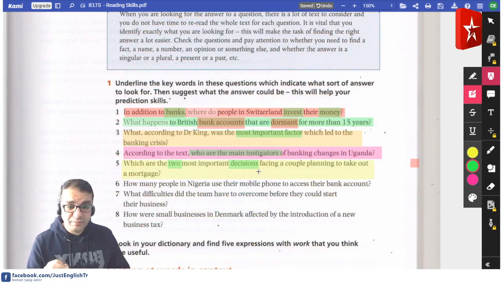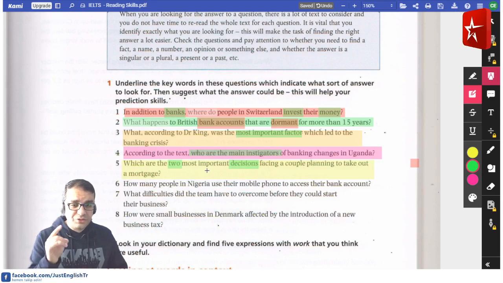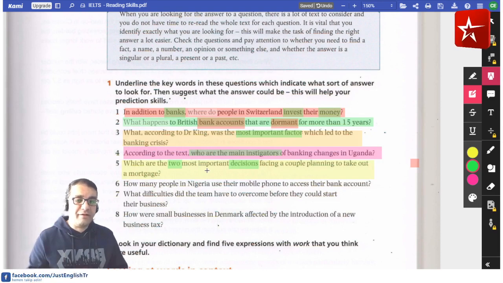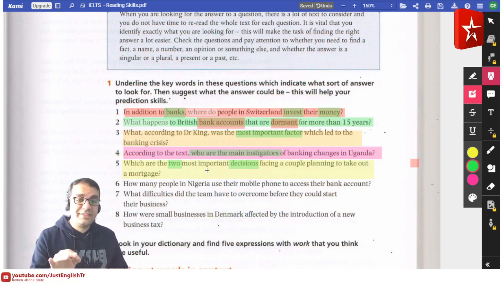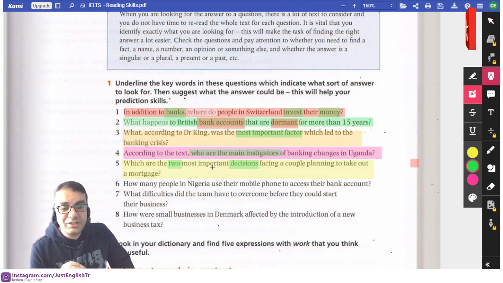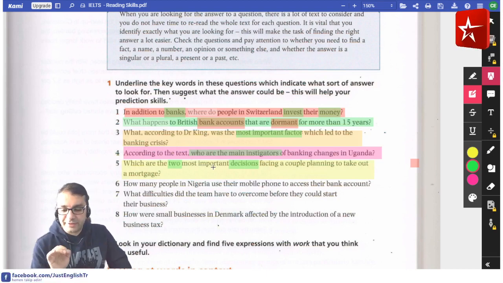The reason why I'm telling you this, because look here, which are the two most important? It means there is only one mention of number two in the paragraph, not twice, not three times. So here are exactly the most important decisions. It's mentioned specifically in only one single paragraph. So you have to find it.